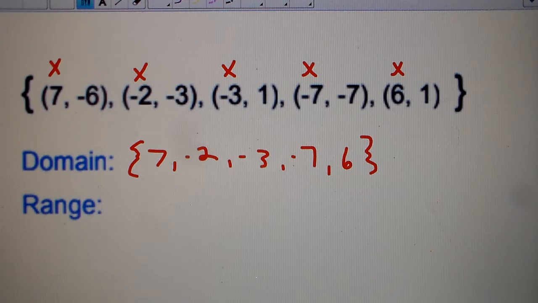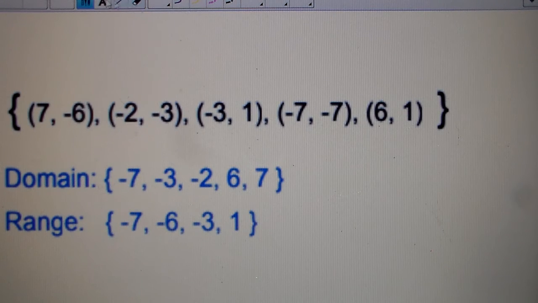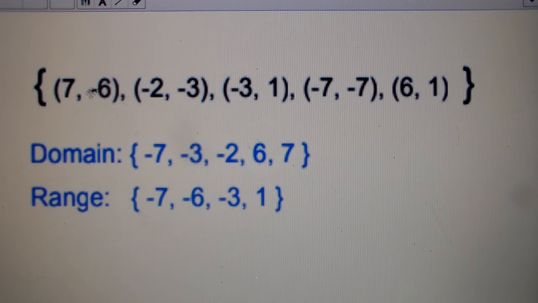The range is the y values. So -6, -3, 1, -7, and 1. So we write that out: -6, -3, 1, -7, and 1. That's the range. Alright, so you see 1 repeats itself, so that's why 1 is only listed once.